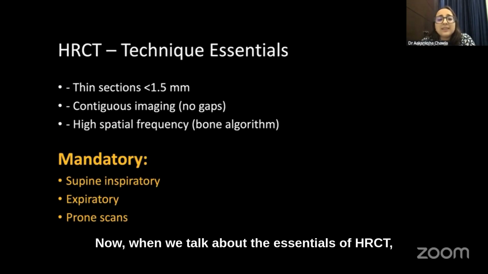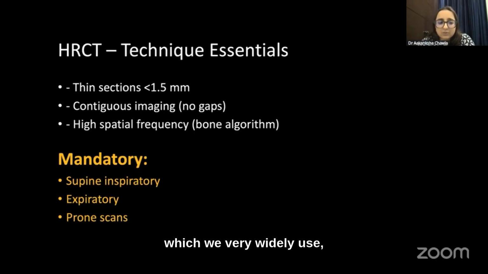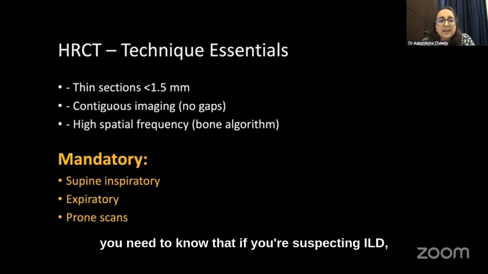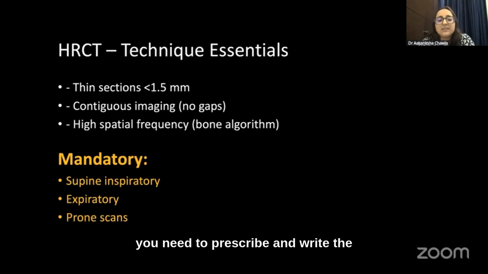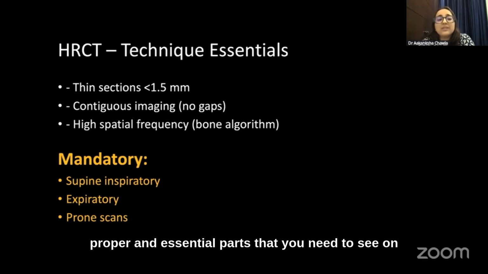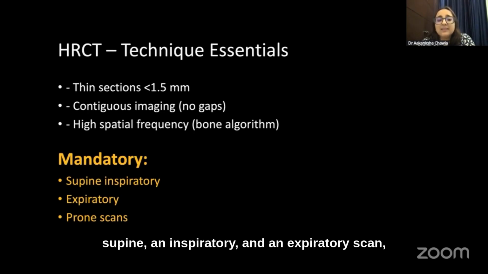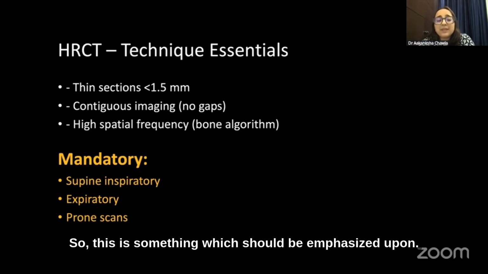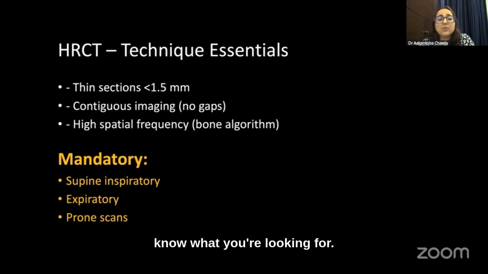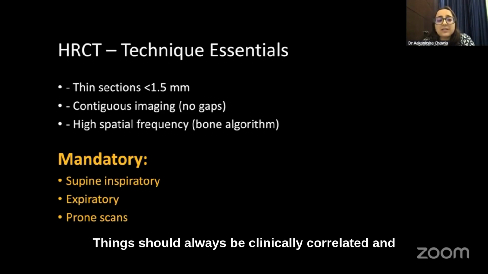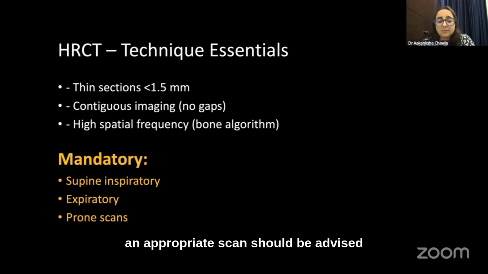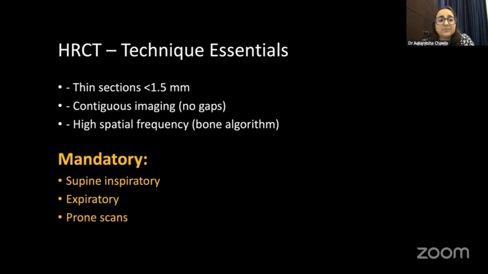Now, when we talk about the essentials of HRCT, which we very widely use, you need to know that if you're suspecting ILD, you need to prescribe and write the proper and essential parts that you need to see on your CT scan. For example, you need to mention completely that you require a supine, an inspiratory, and an expiratory scan, as well as a prone scan. So this is something which should be emphasized. You should know what you're ordering. You should know what you're looking for. Clinical acumen is always very important. Things should always be clinically correlated, and an appropriate scan should be advised so as to not miss out on the subtle details as well.